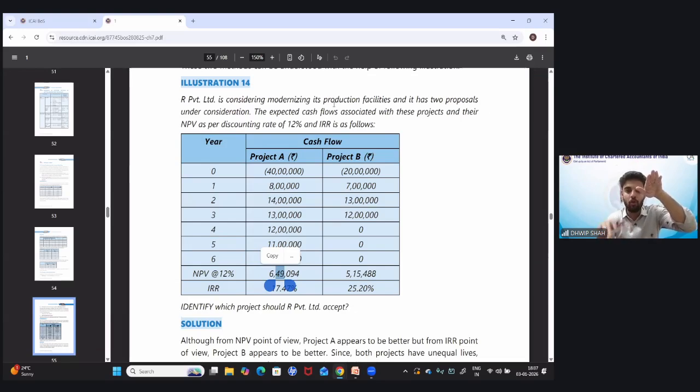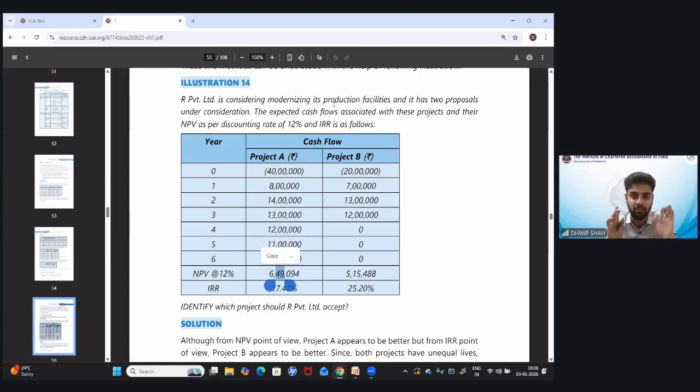We have to bring them both at the same level if you want to compare. Hey, are you getting the basic idea what I'm trying to say? There is a difference in life. So comparison is not possible. In order to make it comparable, we need to use this technique, replacement chain method and equivalent annualized criteria.